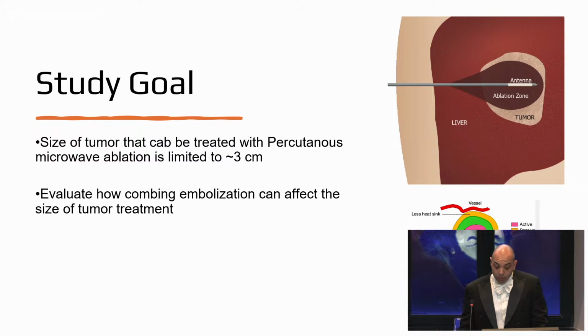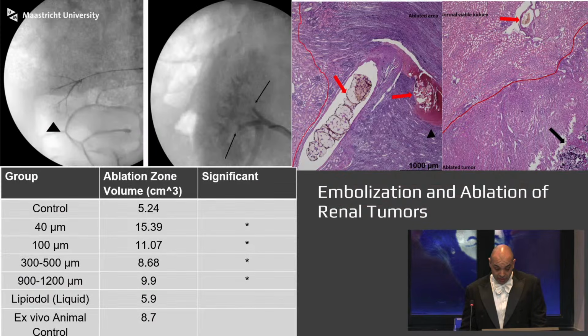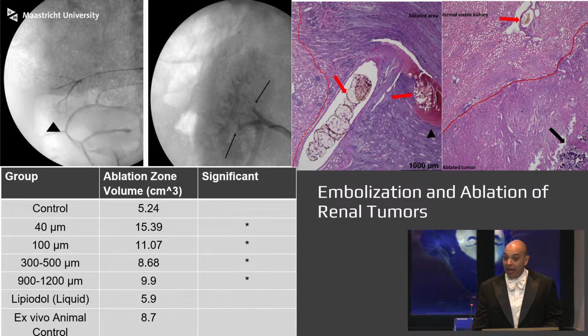But we see from our clinical data that when we're treating tumors that get to a certain size, usually over 3 centimeters, we're not able to deliver enough heat to completely treat the tumor so that it can be like a surgery. And so we wanted to see if embolization can assist us in this. And so here again, we embolized, these are our tumors, and we use different sizes, right?